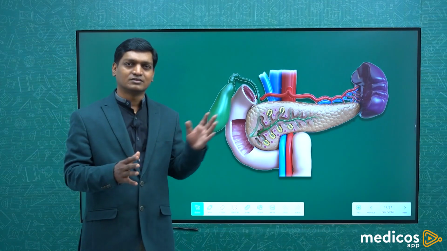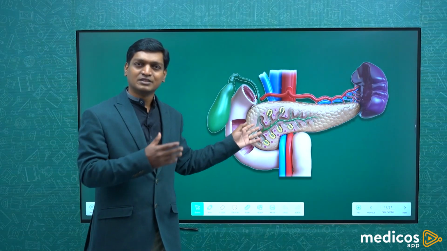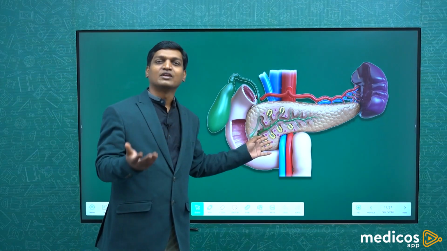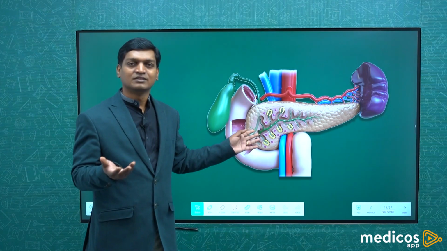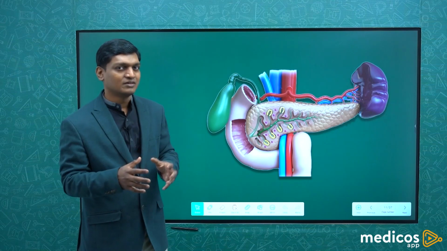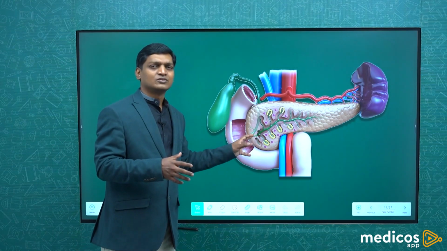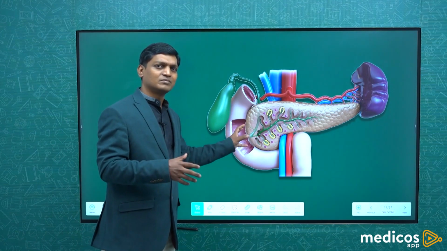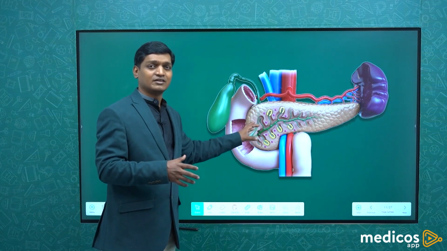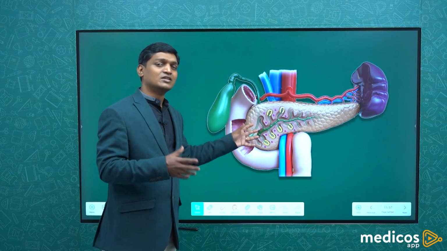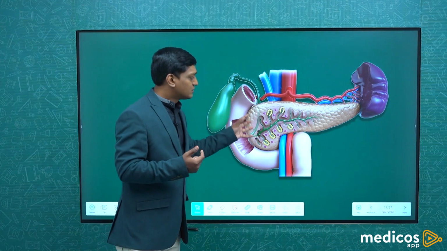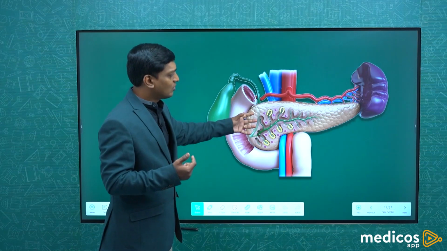Applied importance. What is applied importance? Mainly that if you don't get the insulin, what would happen? Definitely you will get diabetes. Isn't it? So diabetes mellitus is the main one. So all the other exocrine problems, what all happens due to the juice which is not secreted, due to any infection. So all these you should know. Okay. So this is also an important organ.